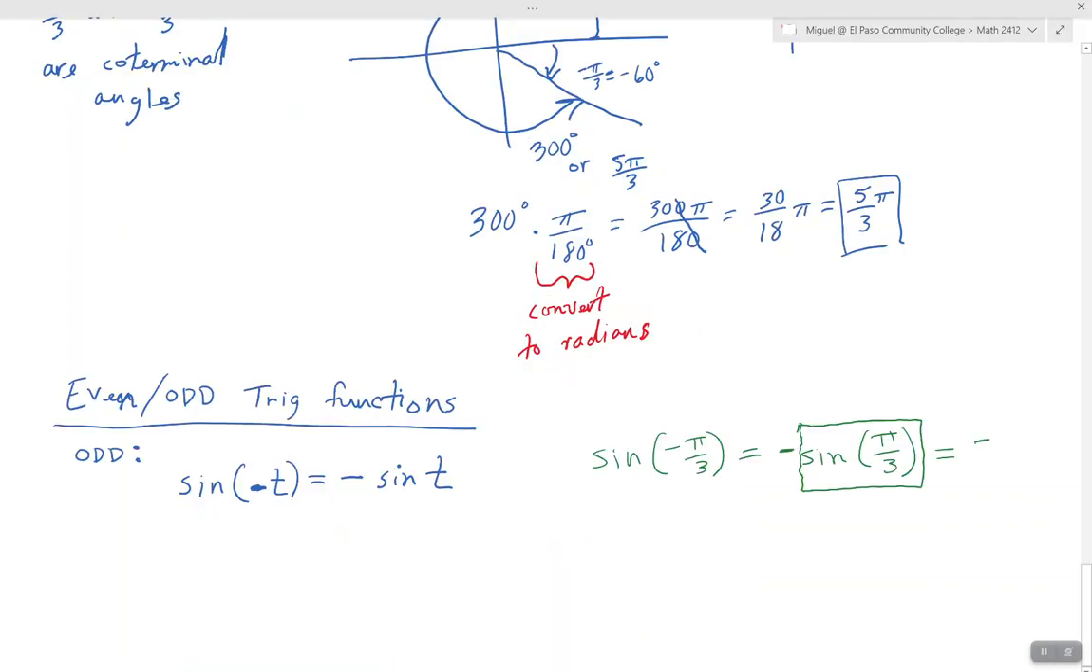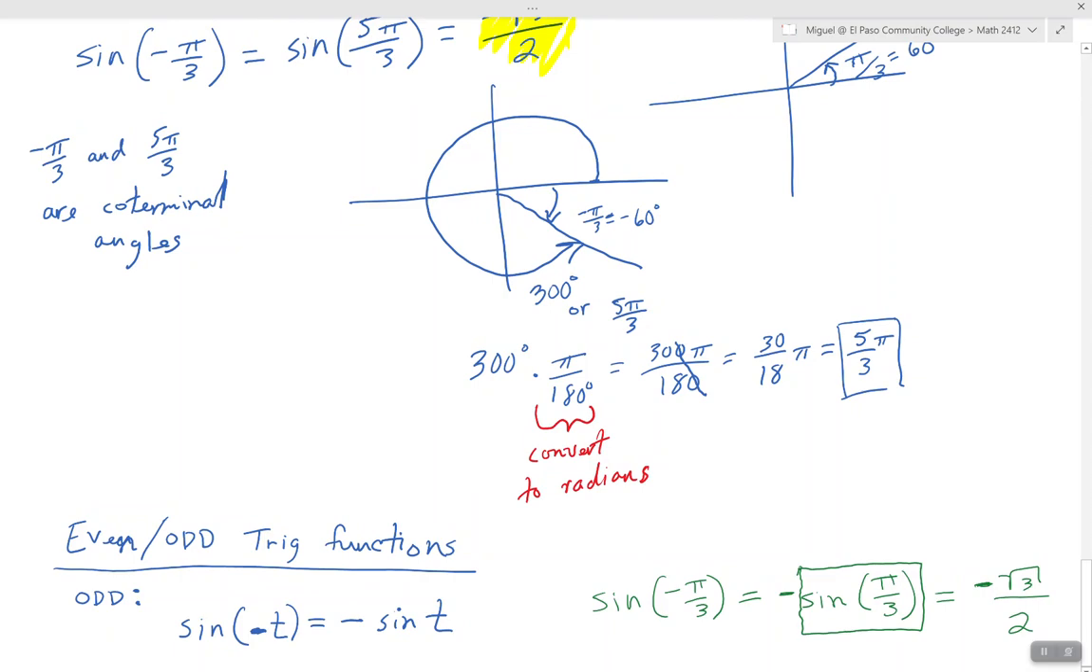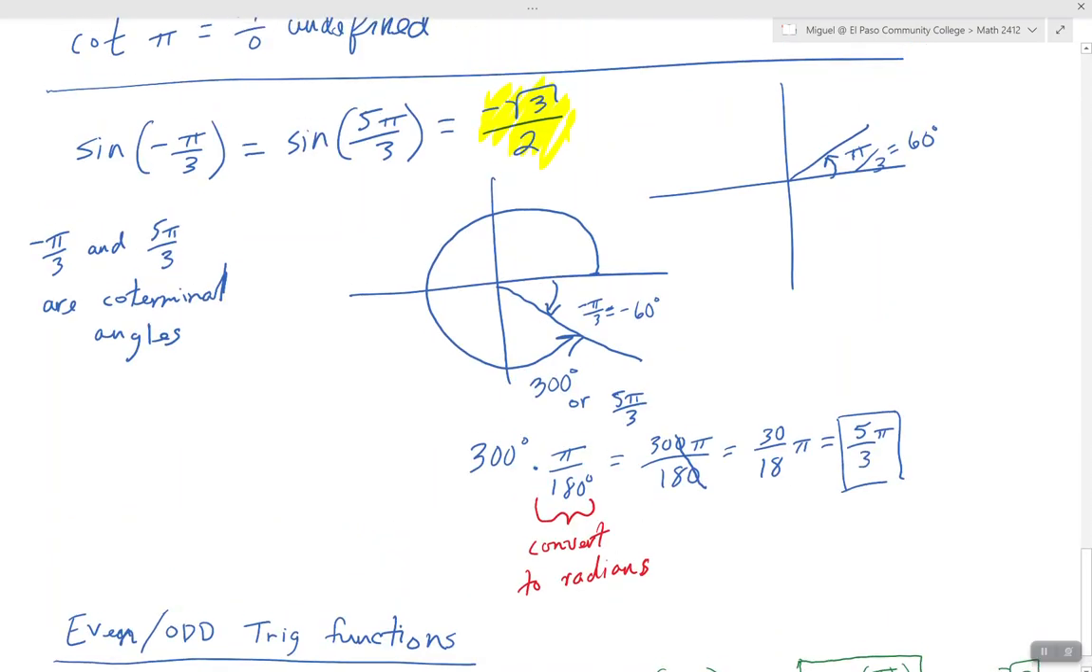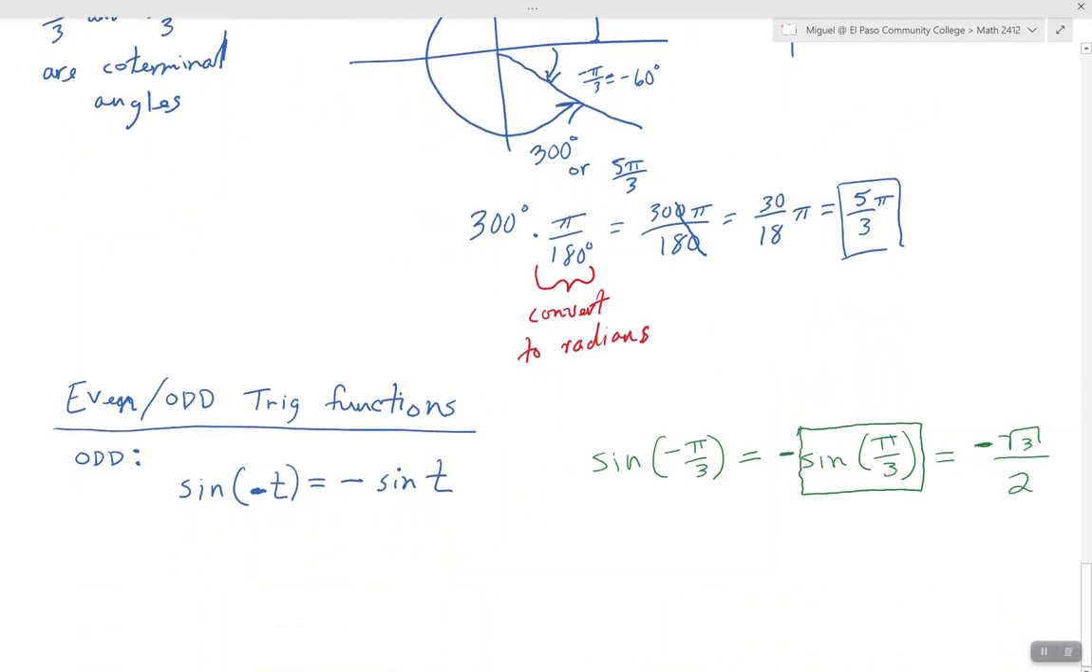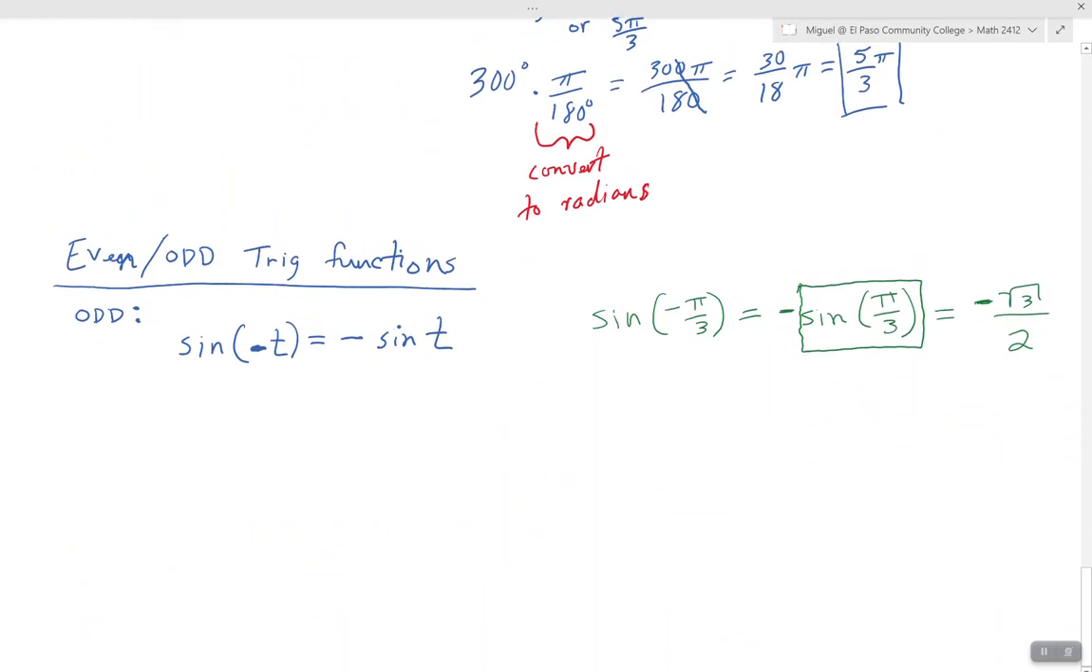Good. So we see we get the same answer as we got up here when we changed it to 5 pi over 3. So remember some of these even and odd definitions, and you can probably work faster.